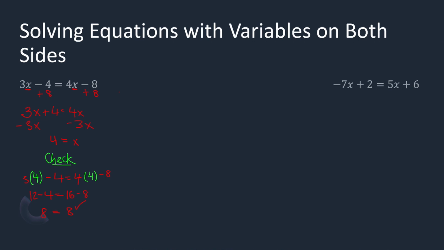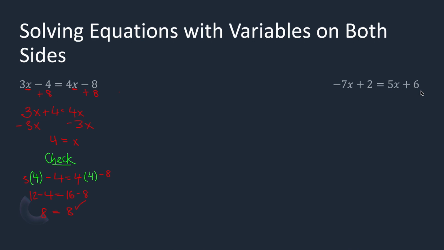And before I show you the steps, I encourage you to pause this video and try this out on your own, following the steps shown here. Alright, I'm assuming that you're done and you've got an answer, and now you're waiting for me to check with you. So let's do this. Negative 7x plus 2 is equal to 5x plus 6.